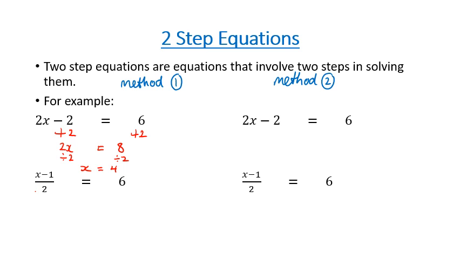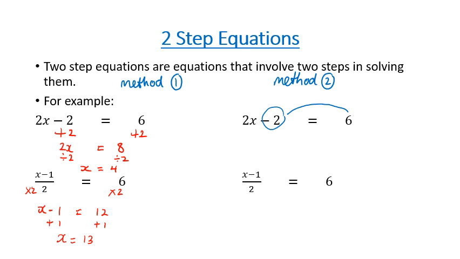In my second example, the first thing, this is actually divide by 2, so I need to do the inverse of that, which is times by 2 to both sides. Times 2, times 2. That leaves me with x take 1 equaling 12. Now the inverse of take 1 is plus 1, plus 1. X therefore equals 13.